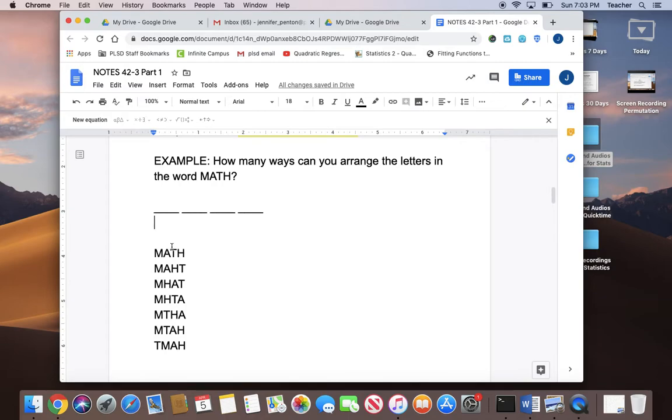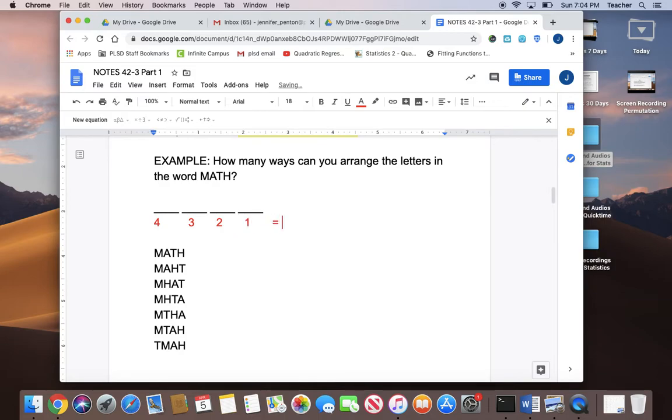And this is not all the possible choices, by the way, but if I were doing this, I would think to myself, okay, if I'm arranging the letters in the word math, for the first letter here, I have 4 possible choices. I could choose either M, A, T, or H. But then when I get to the second letter, I only have 3 choices because I've already picked one. So I have 3 choices left. When I get to the third letter, I've already picked 2 letters, so I only have 2 choices left. And finally, for my last letter, I have 1 choice.